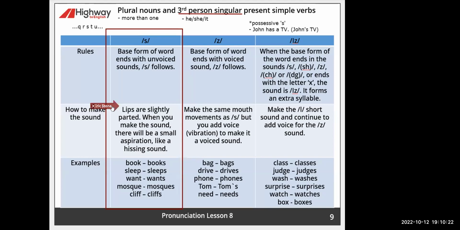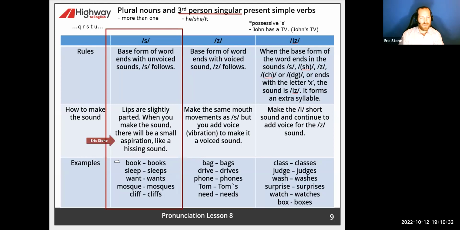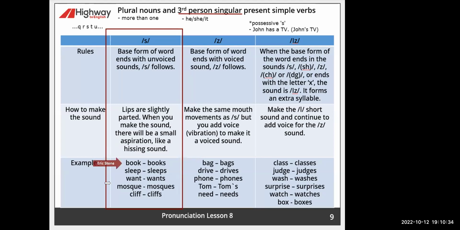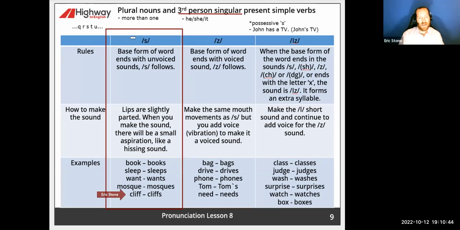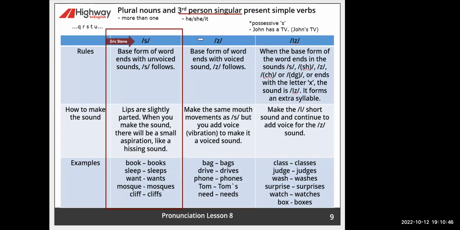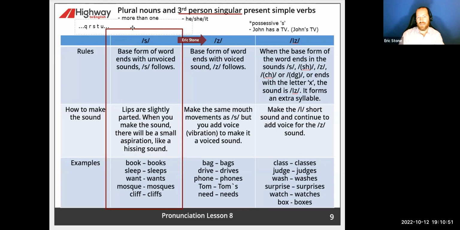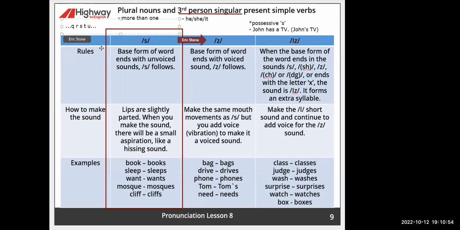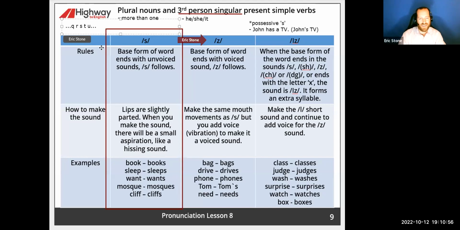Lips are slightly parted. When you make the sound, there will be small aspiration like a hissing sound. Try these examples: book, books, sleep, sleeps, want, wants, mosque, mosques, cliff, cliffs. Good. All of that's unvoiced. Now this one is from here. Try that. Z, like when you're going to sleep. Okay. Continue.